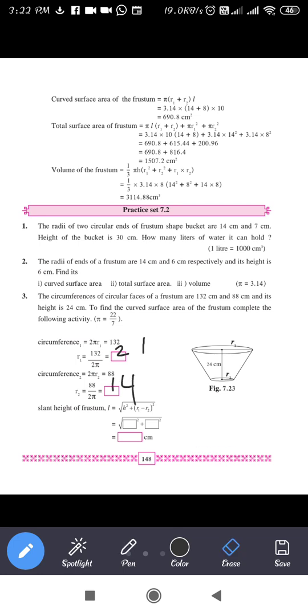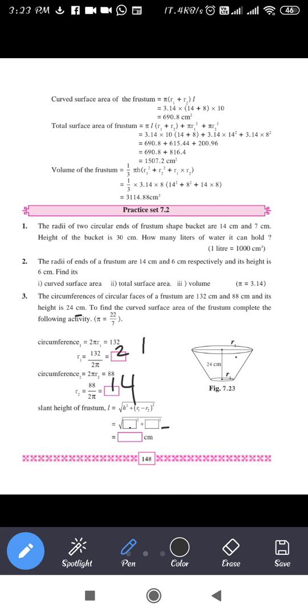Now we'll substitute the values. The value of H is given to you here as 24, right? So you will substitute 24 square plus r1 minus r2. So r1 is 21 and r2 is 14. So 21 minus 14 is 7. Next, in these two boxes you will write 24 square here and substitute the values here. 24 square is 576, plus 7 square, that is 49.